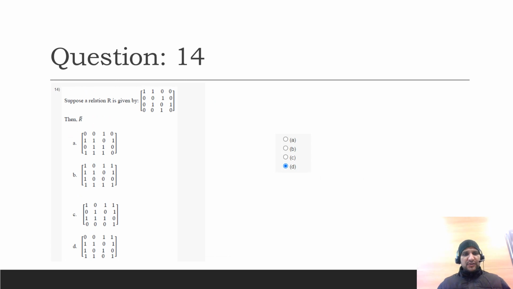Question 14: suppose a relation R is given by this, then find R complement. A very simple question, you just have to complement 1 to 0 and 0 to 1, and if we do this, the correct answer will be D.